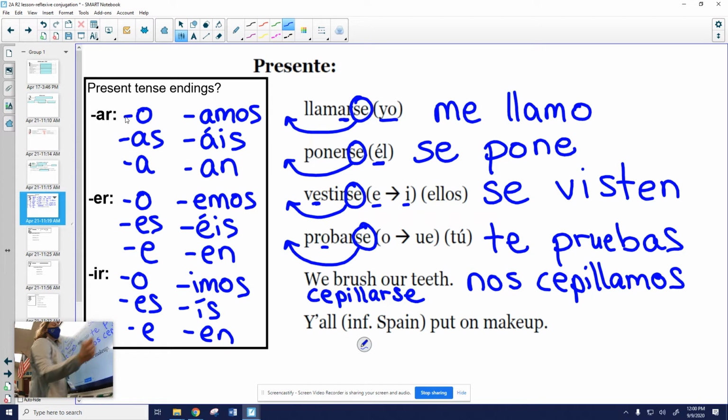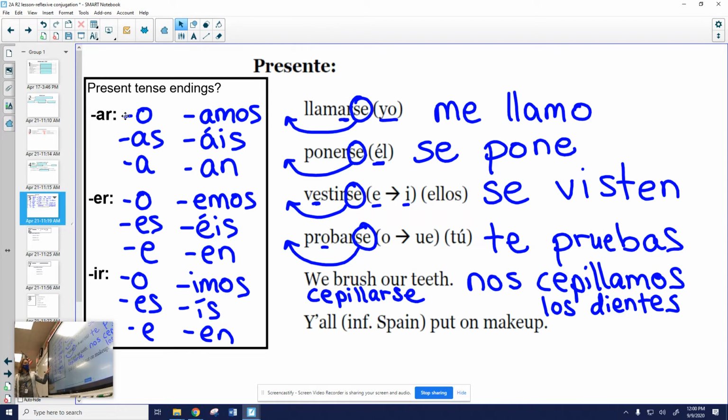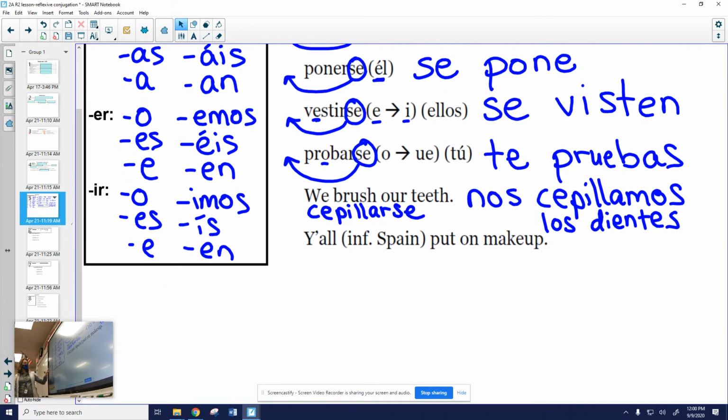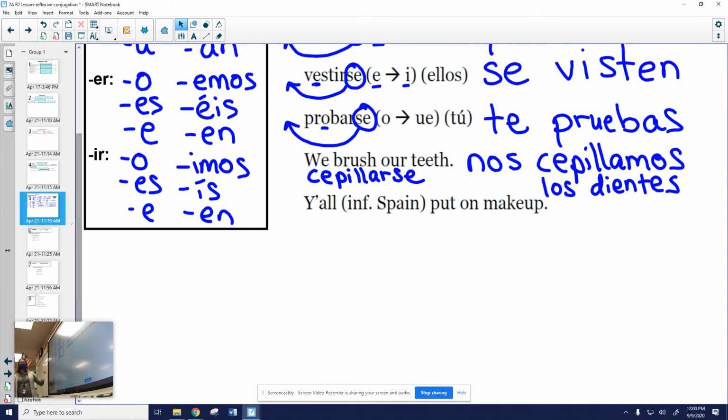Cepillamos. Do you remember how to say teeth? See, it's related to the word dental, right? And in Spanish, we assume you're brushing your own teeth, and that reflexive pronoun nos indicates yes, in fact, we are brushing our own teeth. We use los dientes instead of nuestros dientes. It would sound weird to say nos cepillamos nuestros dientes.